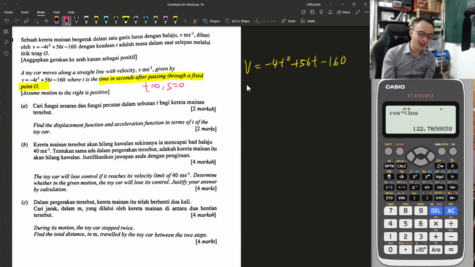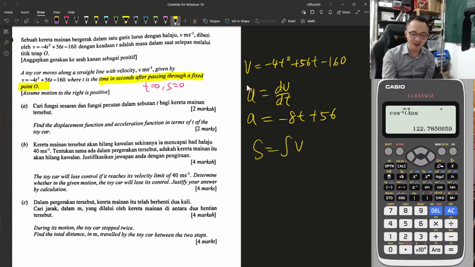Alright, so they asked us to find the displacement function and acceleration function in terms of t for the toy car. So find A first. A looks very easy. A is differentiated dv/dt. So it's negative 8t plus 56, just like that. Okay, this is A. For S, we need to integrate v dt.